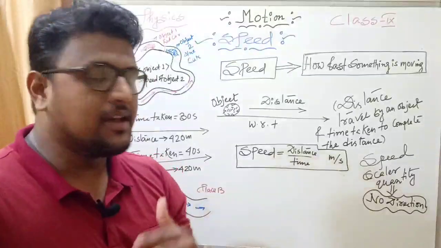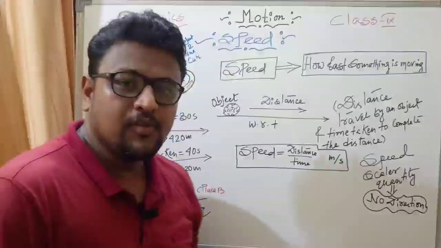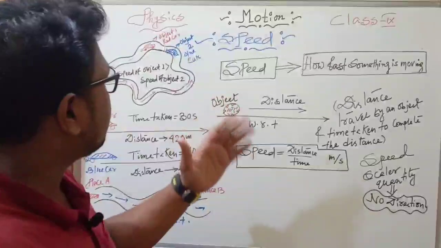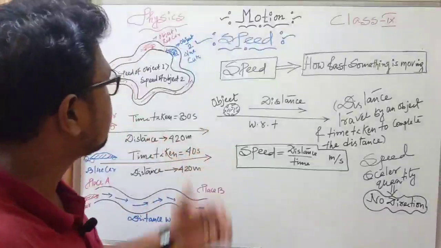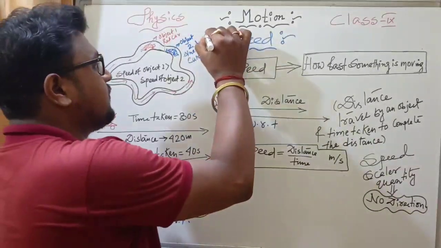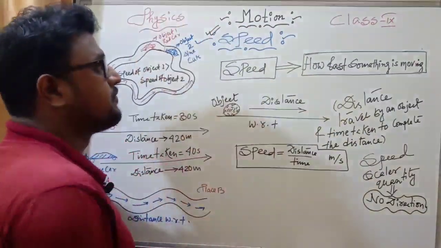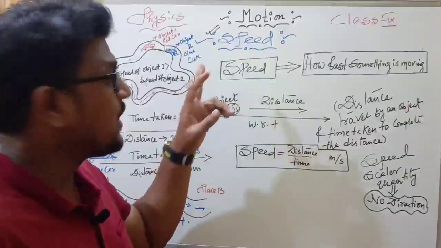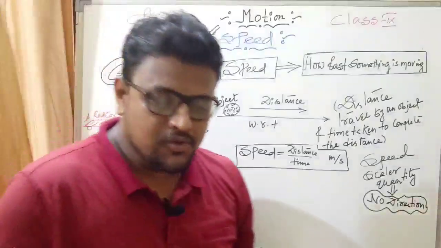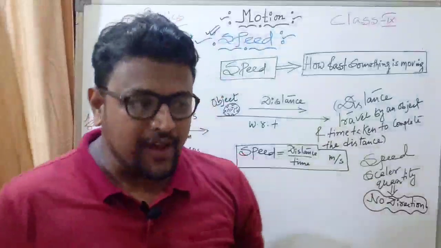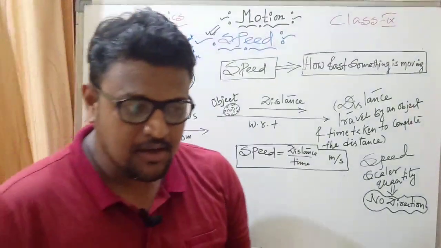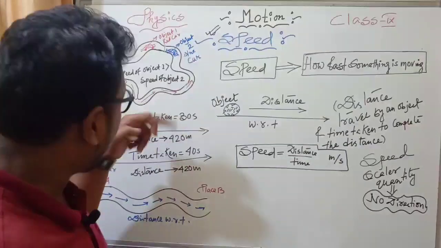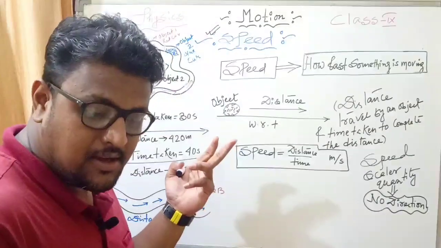Till now, we have learned up to the topic of uniform and non-uniform motions. Today we study a new concept, the concept of speed. I hope you have gone through the topic. The term is speed. So how do you know whether an object in motion is traveling faster or slower than another object?